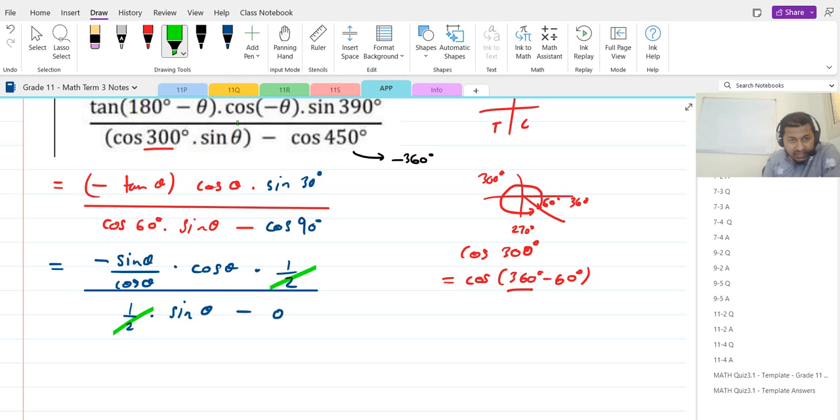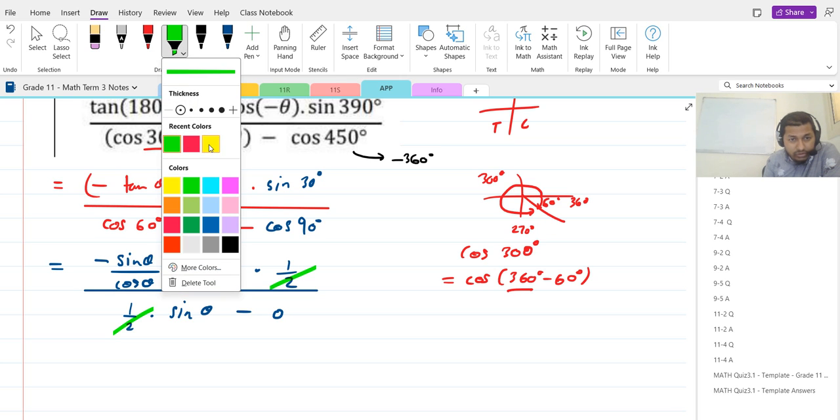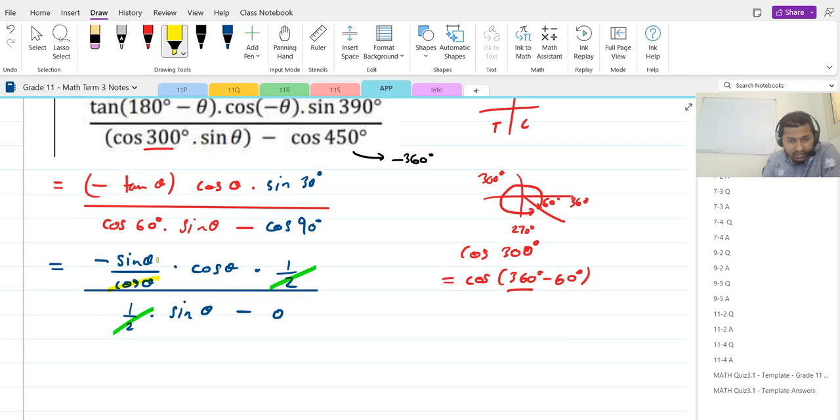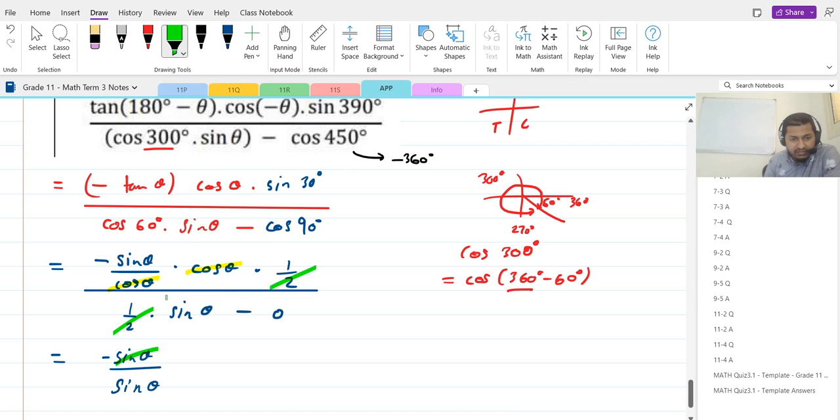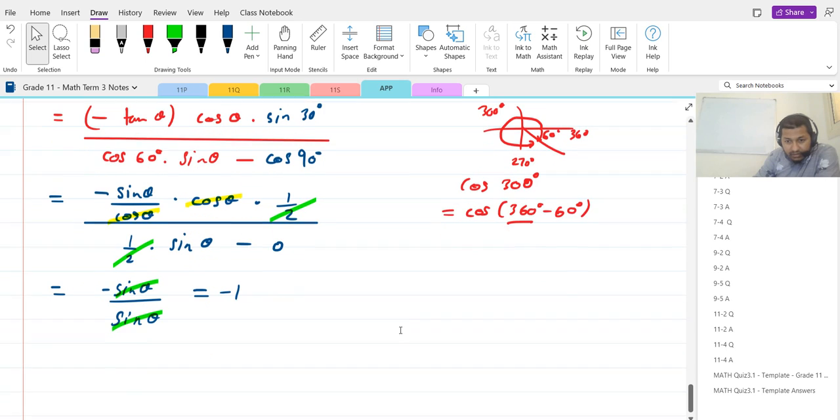We can see that also on the numerator, the cos theta and the cos theta cancels out, and what we are left with is negative sine theta over denominator, which is sine theta. Even those cancel out, so you could have cancelled it out there as well. And what we have, the answer is, everything cancels out. The answer is not 0, the answer is negative 1. I hope you understand, guys. Let's look at the next question.